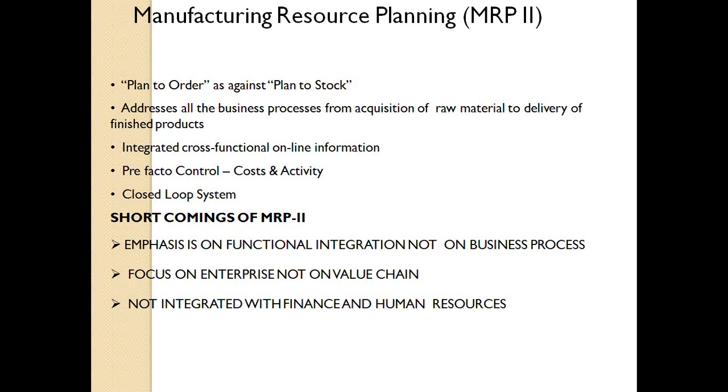Here the system was plan to order rather than plan to stock. In inventory control we had a system where you plan to stock the material. So now it was able to handle the changes in demand or in the requirement. Addressed all the business process from acquisition of raw material to delivery of finished products. Integrated cross-functional online information, and it was a closed loop system.